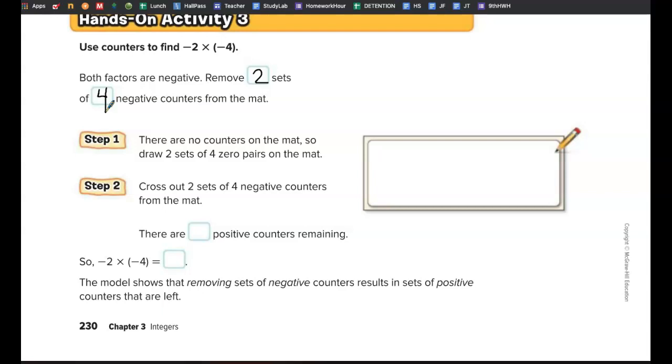Do I have anything to take away? No. So I'm going to have to add some 0 pairs. How many do you want to add? 8. Let's add 8. So if I add 8 positives, I have to add 8 negatives, correct? 6, 7, 8. So everybody should be drawing this with me. Everybody good so far? I'm still drawing.